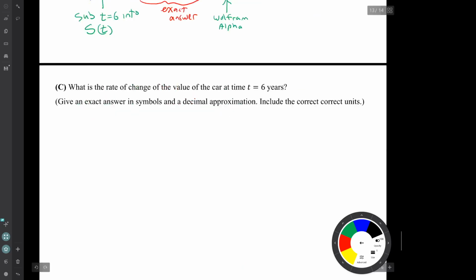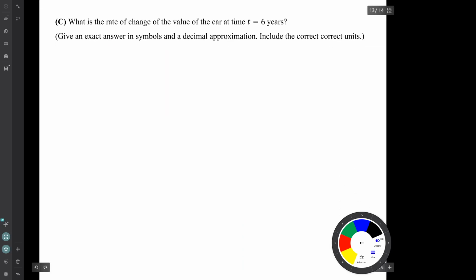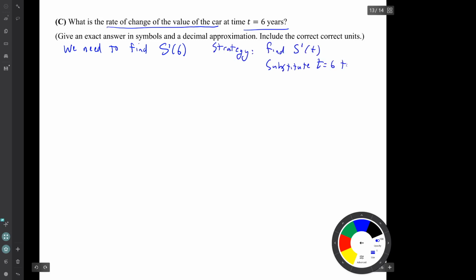Okay, let's go on. Question C says, what is the rate of change of the value of the car at time t equals 6 years? Well, the connection we have to make is that this means to find capital S prime parentheses 6. So the strategy should be find S prime parentheses t and then substitute in t equals 6. So there's our strategy. Let's do it.